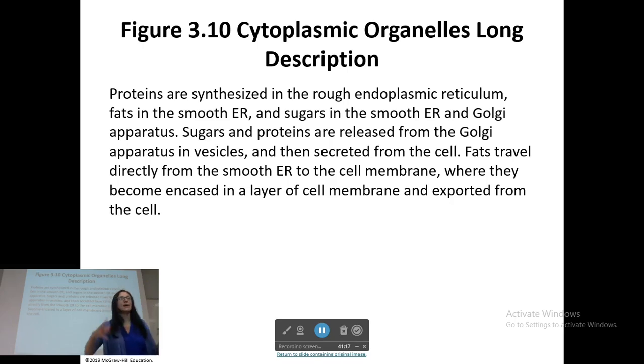Okay, so that's what's happening, the machinery inside of the cell, as those organelles are working in the healthy cells.